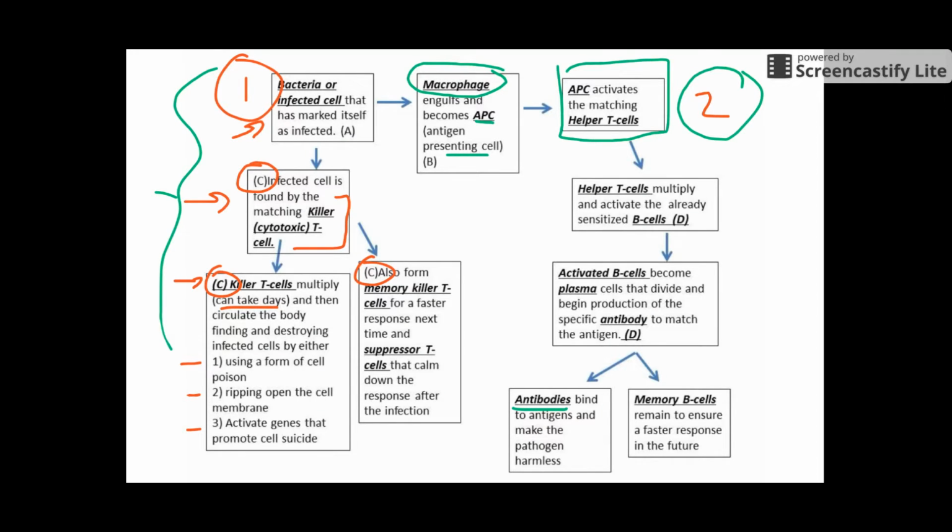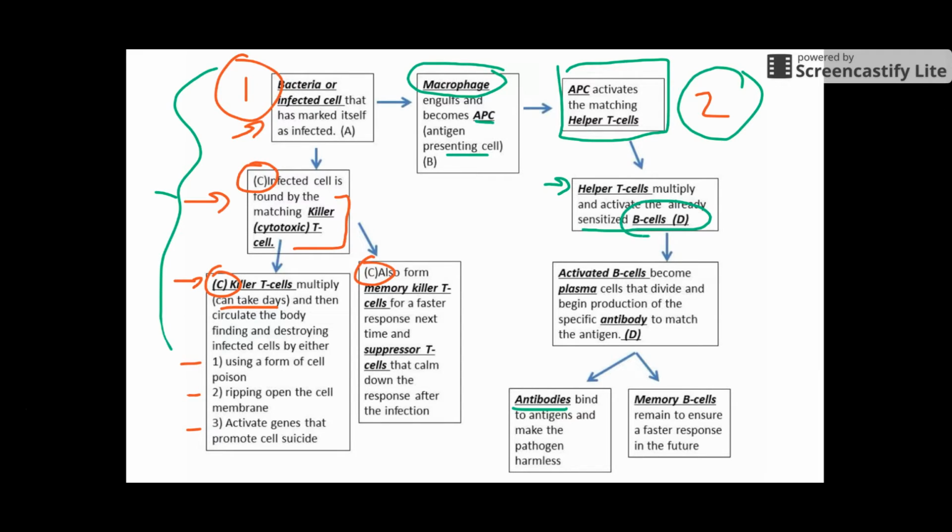Okay, so helper T cells are specialists. They only respond to one antigen. They're specific, and they've been waiting. Remember we talked about in class, they've been kind of waiting their whole life to be activated, and all of a sudden now they've been shown this one specific antigen, and then they will start to multiply. Okay, and once they multiply, then they will be able to go and activate the B cells.